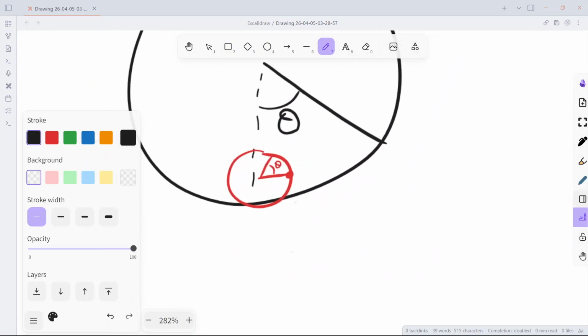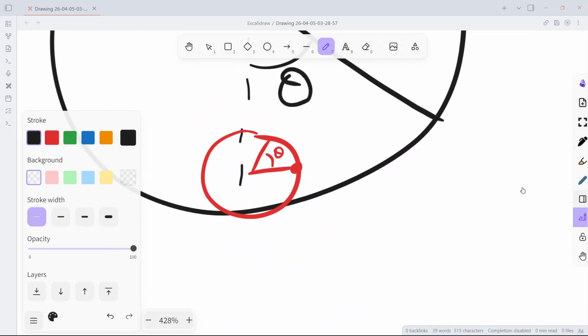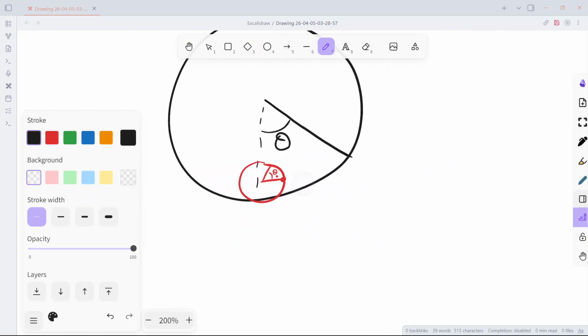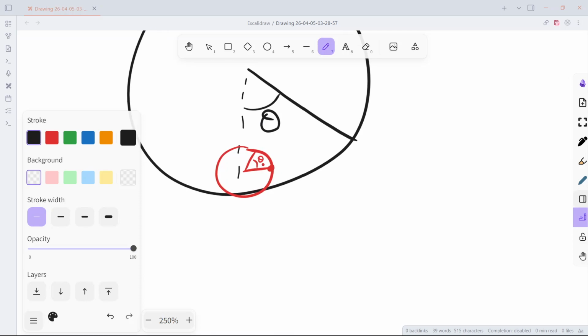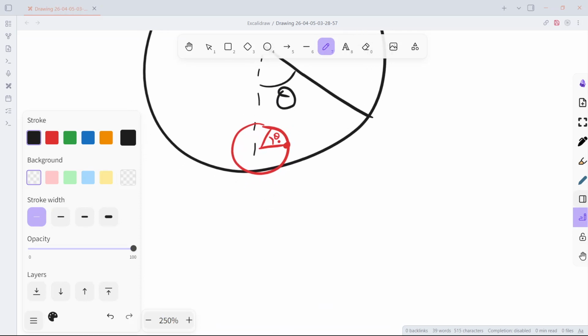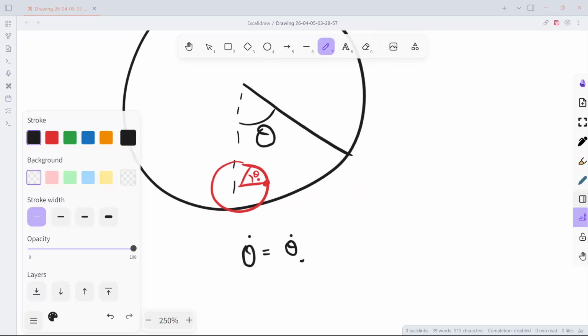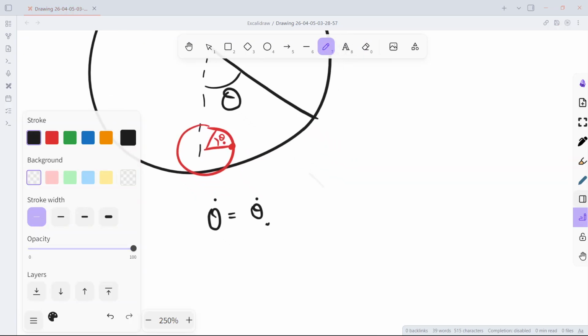Now we have two different thetas. Let's call this theta dot and this one just theta. How are theta and theta dot related? My guess is that theta dot is the same as theta dot dot. So the big theta has the same angular velocity as this small theta.